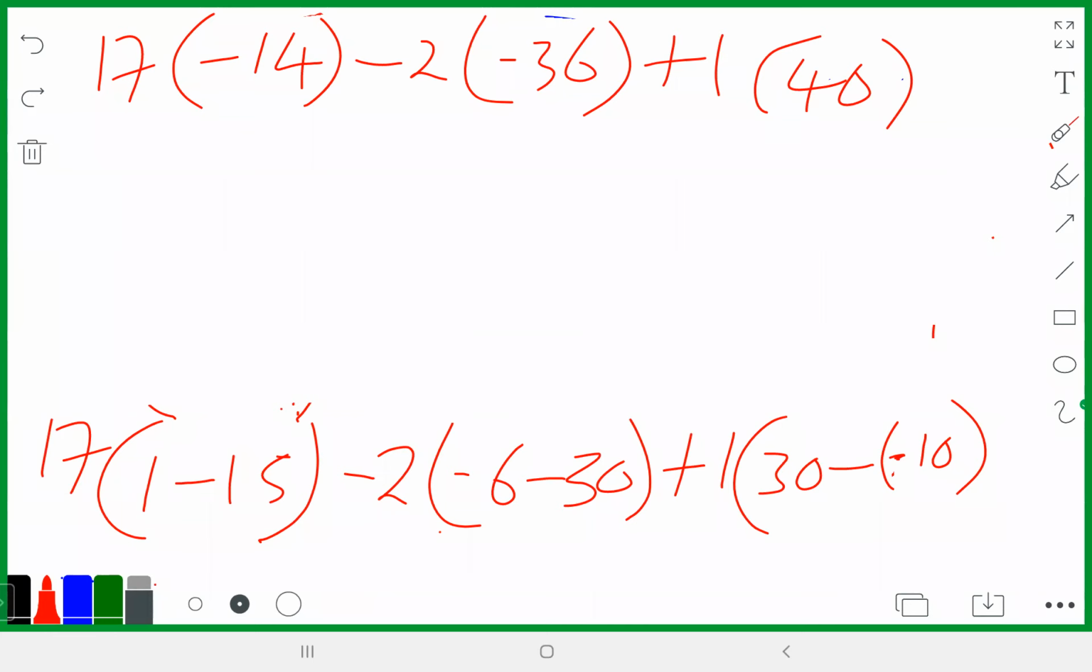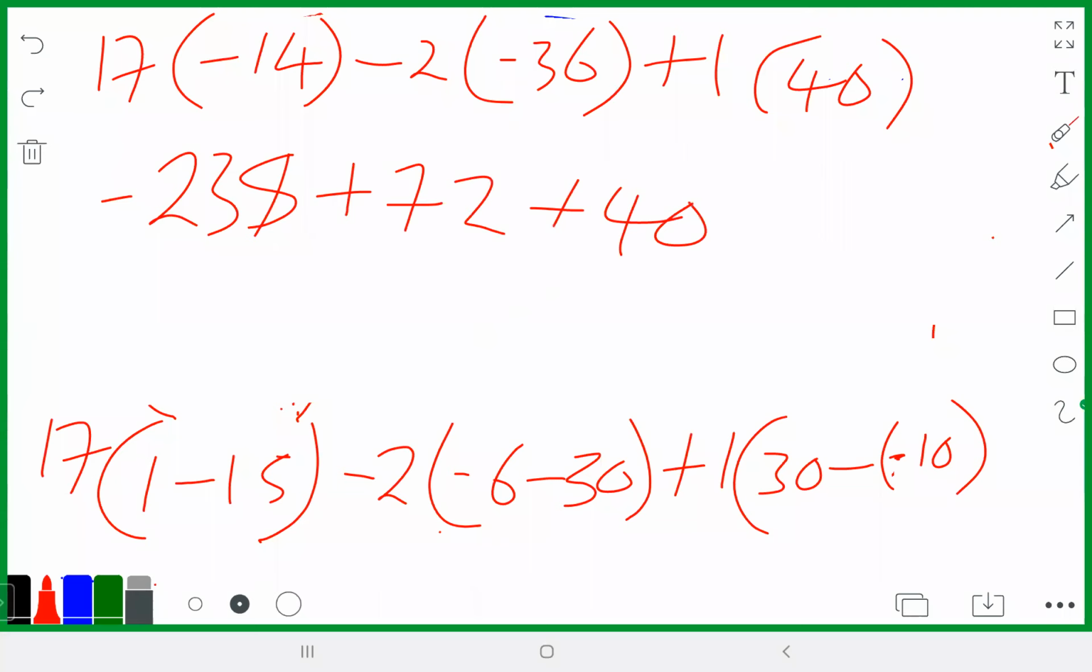-238, right? -238. What is -2 times 36? -2 times -36 is 72. So plus 72 plus 40. 1 times 40 is 40.